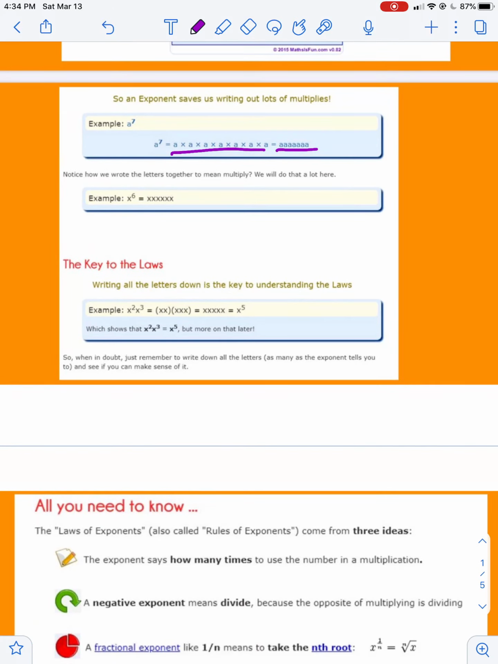So I know we all probably remember exponents from middle school. So now we're going to kind of get into the laws of exponents. Writing down the letters and thinking about it that way is kind of the key to understanding those laws. So for example, if I have x squared times x cubed, or x to the 3rd, that really is the same thing as x to the 5th. And that's because if we look at x squared, that's just x times x, and then x cubed is x times x times x.